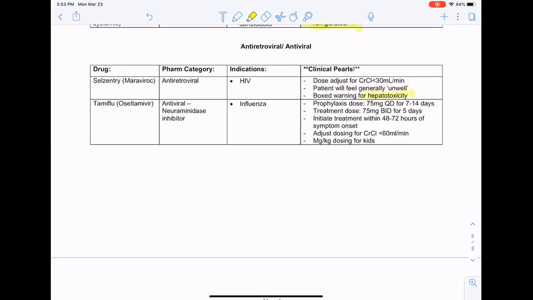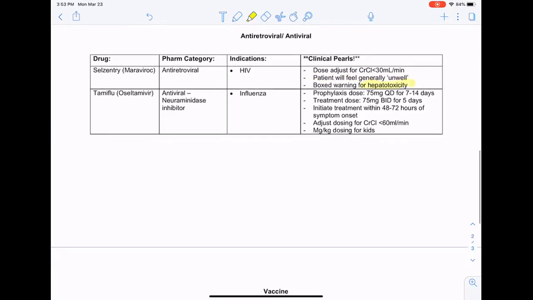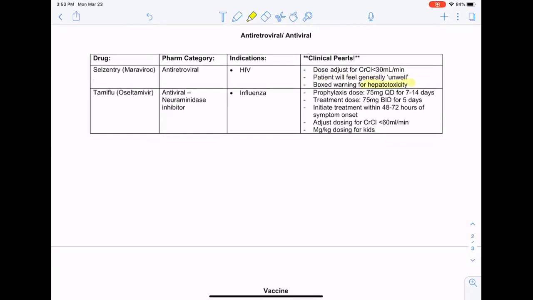Next medication is Tamiflu, which is oseltamivir. So I'm sure you guys know this one. We see it a lot, especially if you work in the community pharmacy setting.